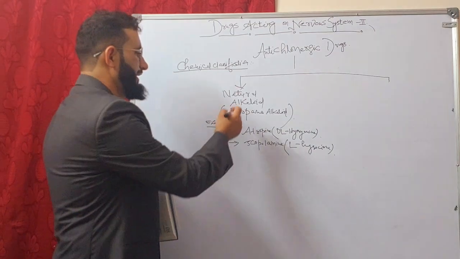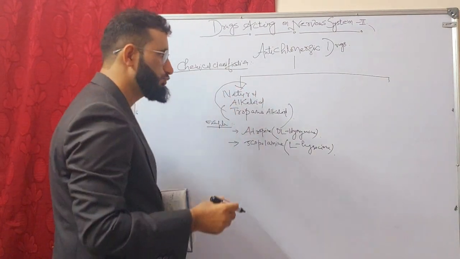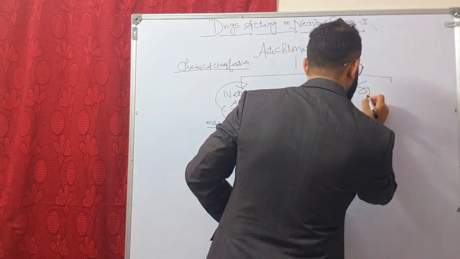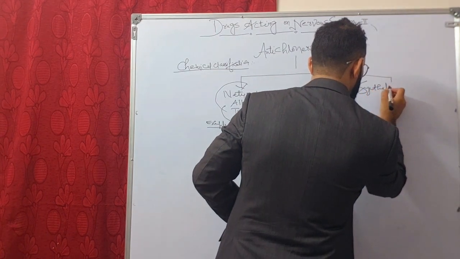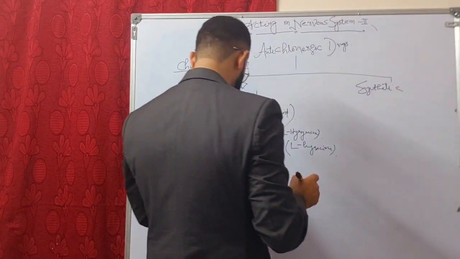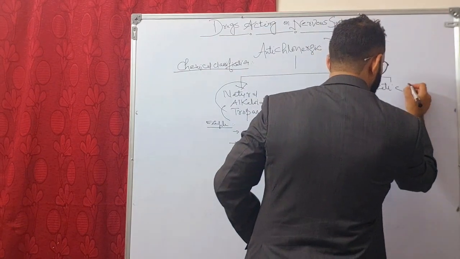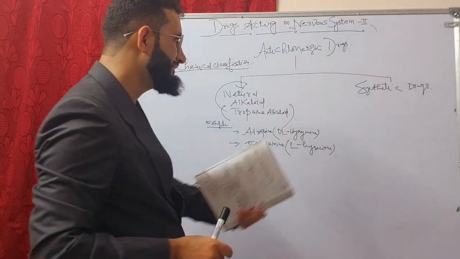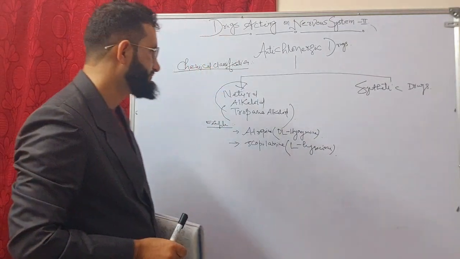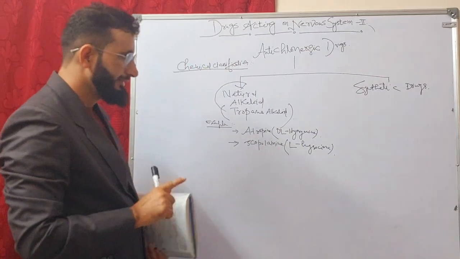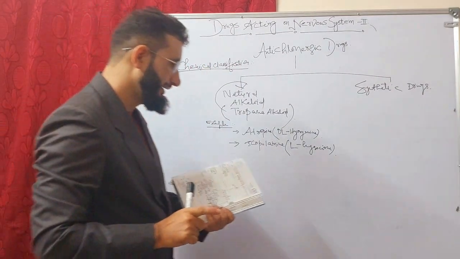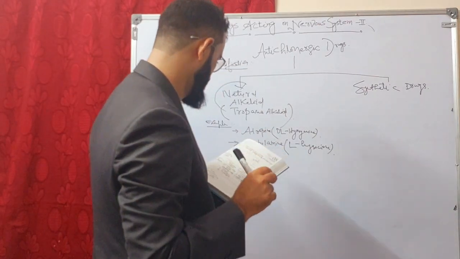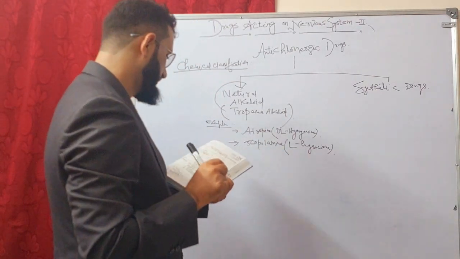And second, this is the natural alkaloids. In second class we have synthetic drugs. This is natural and this is synthetic. Synthetic is subdivided into three classes.